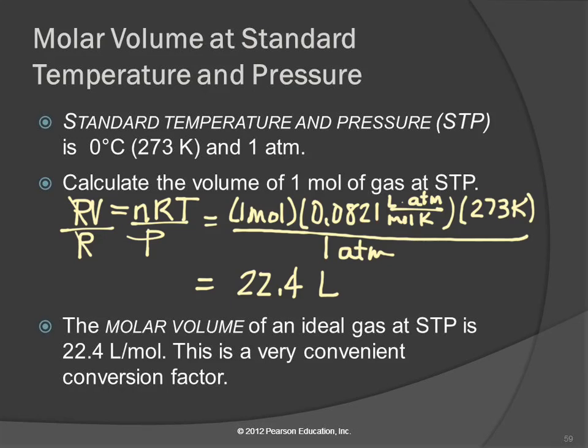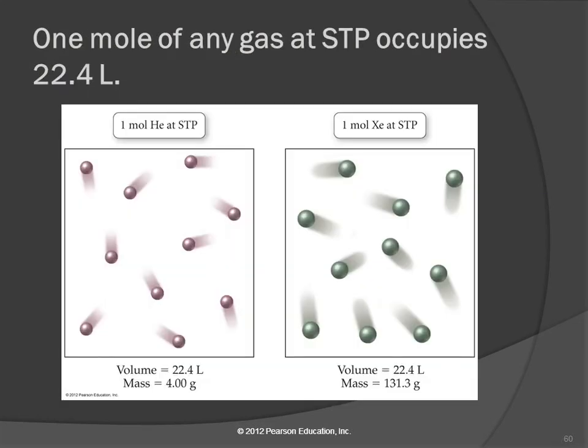There's so much empty space between the particles that the size of the particles doesn't matter in terms of the volume of the gas. So any gas at STP, 1 mole, has a volume of 22.4 liters. And so that ends up being a really useful conversion factor: 22.4 liters per mole. It's only true at STP. But we can use that and simplify some calculations.